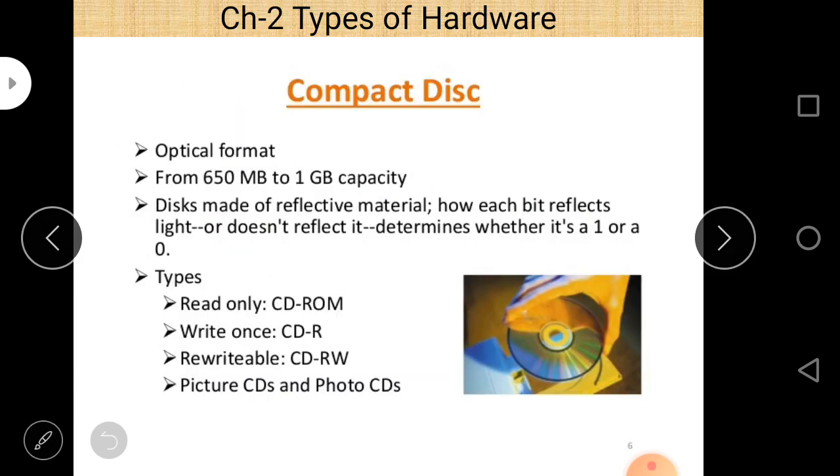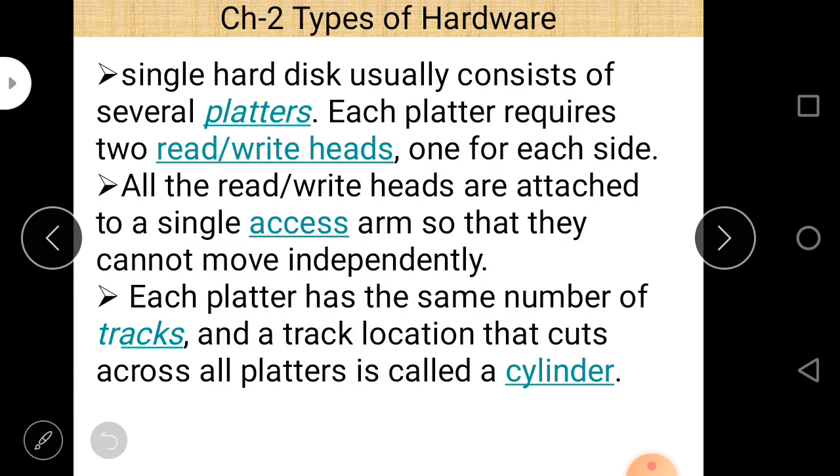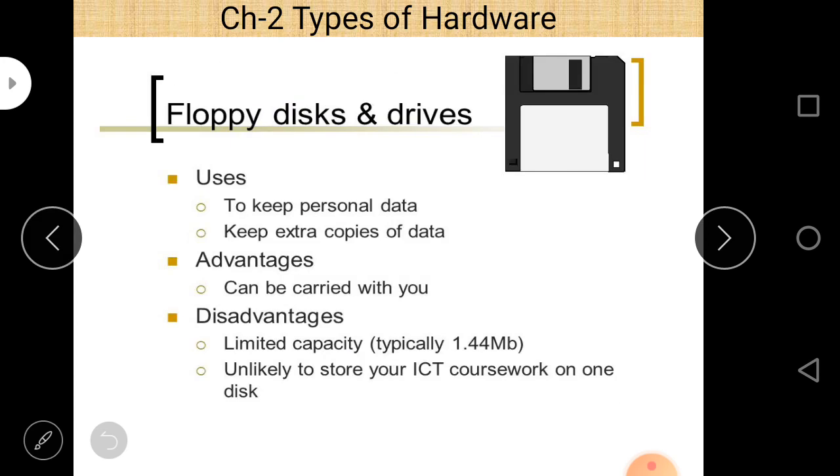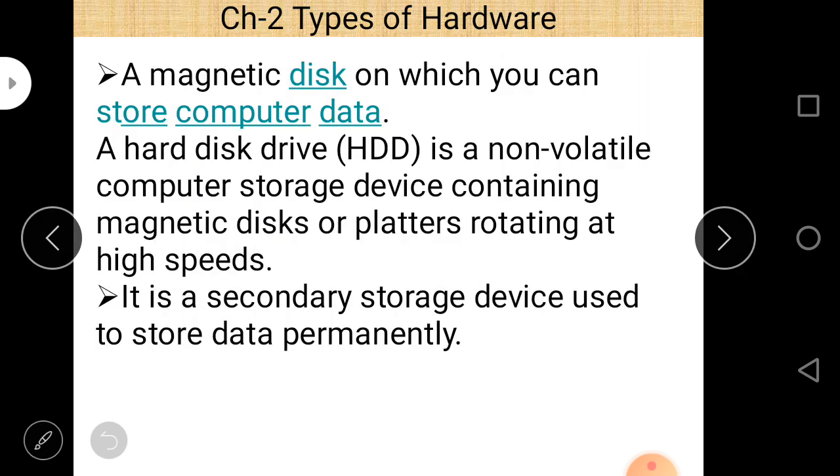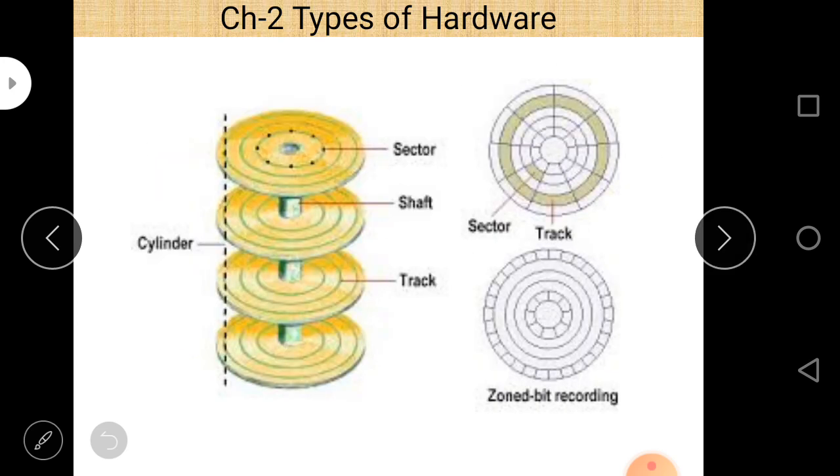Now this topic is over. Let us come to the third topic, that is compact disk. Before going to start compact disk, let us take some quick points regarding the secondary storage device or hard disk. There are 4 important points. First of all, you have to remember this diagram of hard disk and its division.